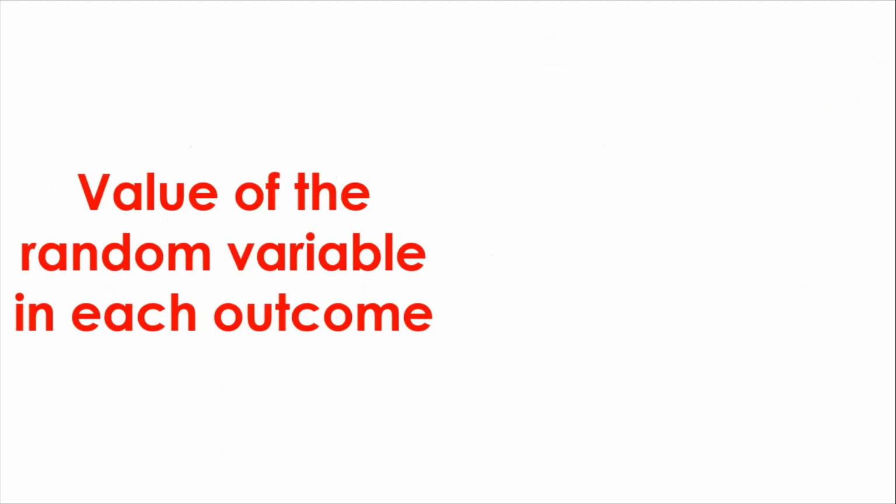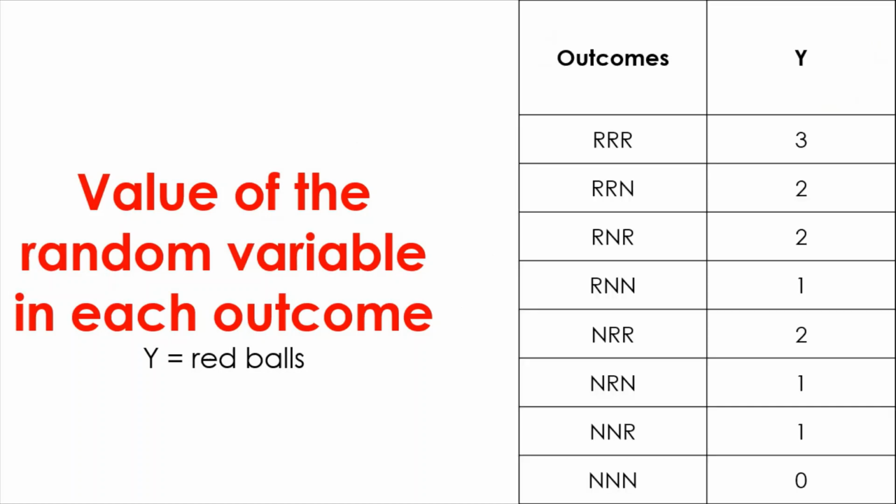Second, we determine the specific values of the random variable y, which is the red balls. If we pick 3 red balls, we assign the number 3 in the random variable y. If we pick 2 red balls and a non-red ball, we assign 2. If we pick 1 red ball and 2 non-red balls, we assign 1. And if we pick no red balls, we assign 0.